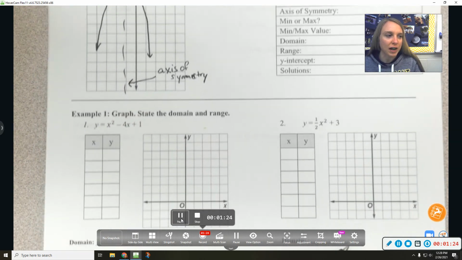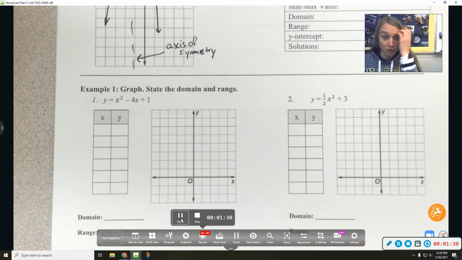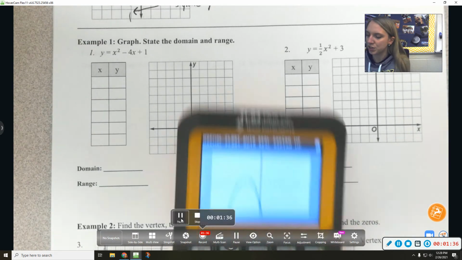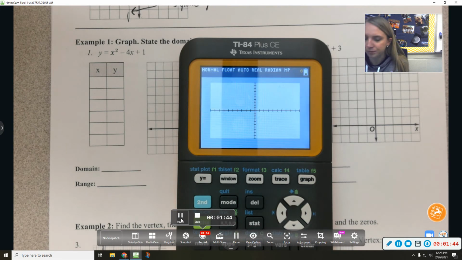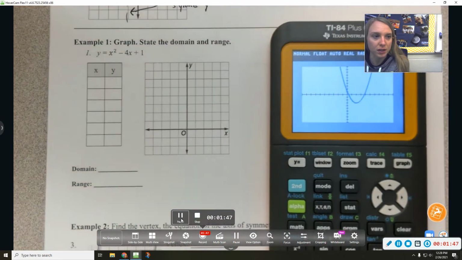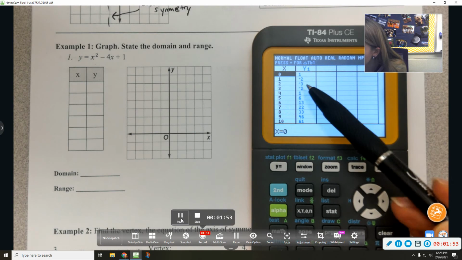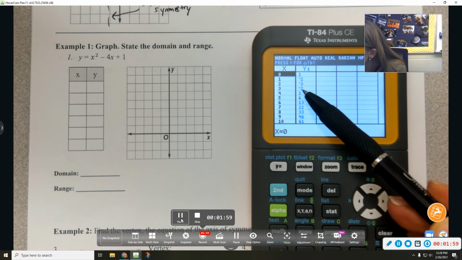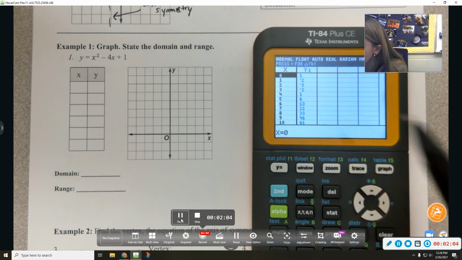Okay, so let's graph a picture like this and then state the domain and range of this function. So if I have this situation, we'll go ahead and type this in. Y equals x squared minus 4x plus 1, and graph it. Okay, we want to go to second table. It's going to give us some ordered pairs. When you're looking at this, try to see if you can find the pattern. So I have a 1, negative 2, 3, negative 2, 1. See how it's repeating there? Negative 2, 3, negative 2. Those repeating numbers are helpful for us.